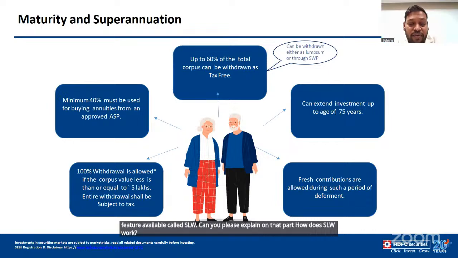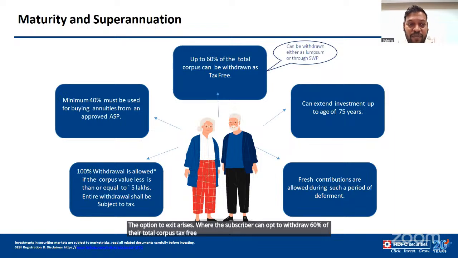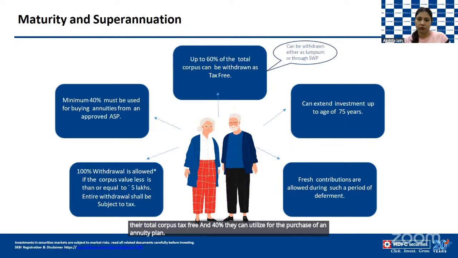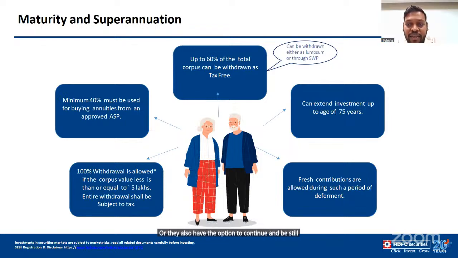Absolutely. So, firstly, on reaching maturity or age of 60 or superannuation, the option to exit arises where the subscriber can opt to withdraw 60% of their total corpus tax free, and 40% they can utilize for the purchase of an annuity plan. Or they also have the option to continue and be still part of NPS by extending their investment up to the age of 75 years. They can defer their lump sum or annuity purchase as well.